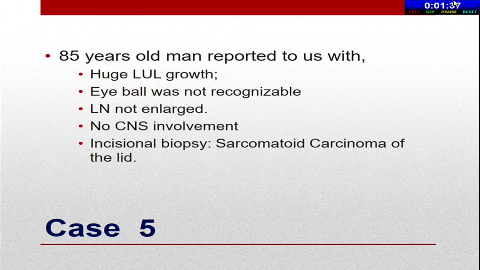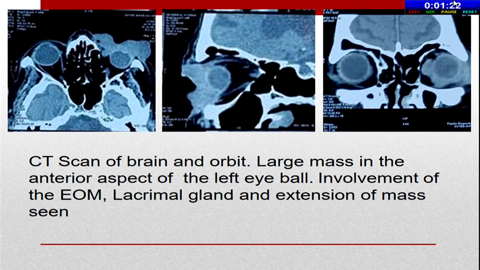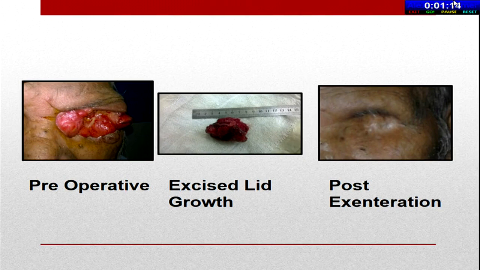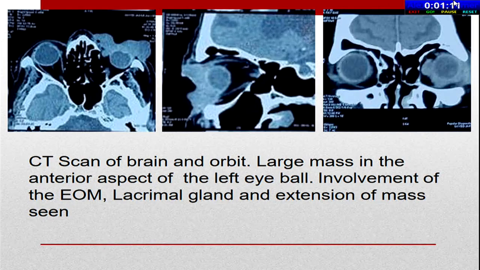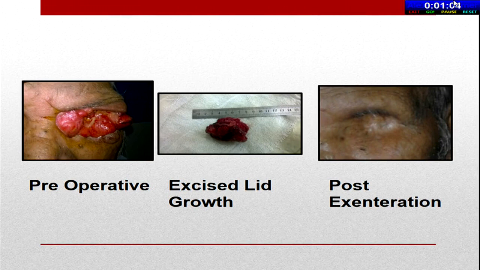For any diagnosis, we do an incisional biopsy, and we did the incisional biopsy. It came back as sarcomatoid carcinoma of the lid. It is a biphasic tumor, and a very uncommon type of tumor. In the CT scan, you can see how big the lesion is, and here also the involvement of the extraocular muscle and lacrimal gland. So we did the operation, we had no other option.